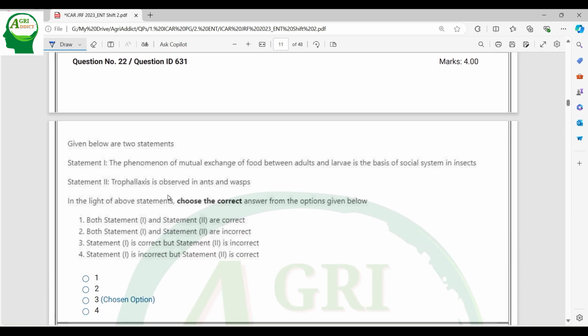Next question, a statement type question. In statement 1, the phenomenon of mutual exchange of food between adults and larvae is the basis of social system in insects. Yes, it is correct, and this phenomenon is known as trophallaxis. There is mouth to mouth and anus to mouth, two types of feeding, that is stomodeal and proctodeal. So in statement 2, trophallaxis is observed in ants and wasps. Yes, it is correct, and it is also observed in termites too, but ants and wasps, it is correct. So both these statements are correct here.